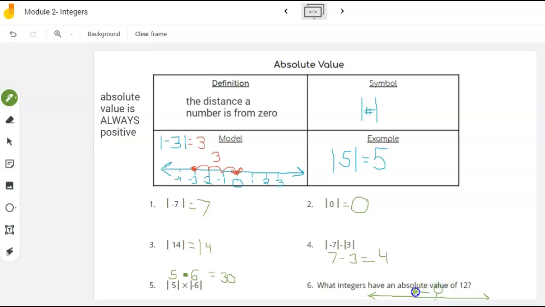It's asking, where am I going to get if I go 12 spaces to the left and if I go 12 spaces to the right? Well, I'm going to hit negative 12 and positive 12. So that's my answer: negative 12 and positive 12. They are both 12 away from 0.